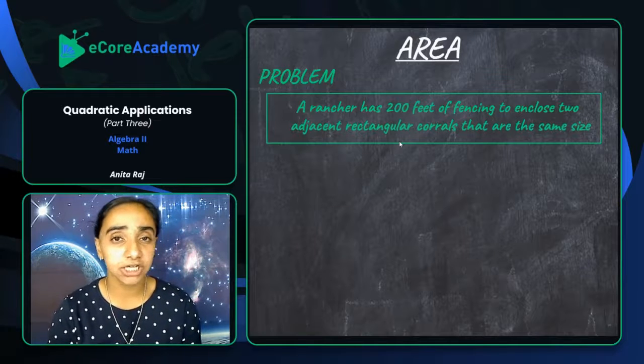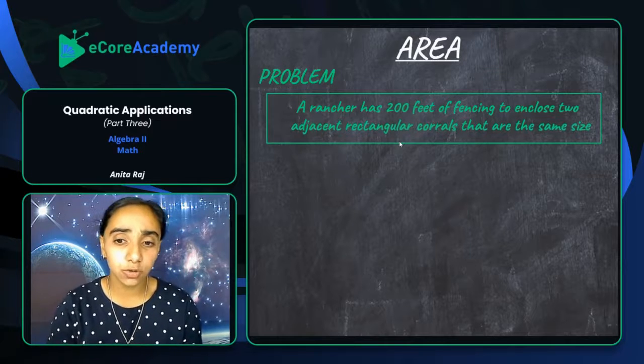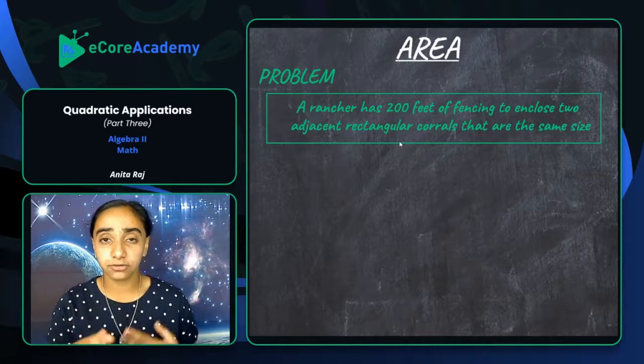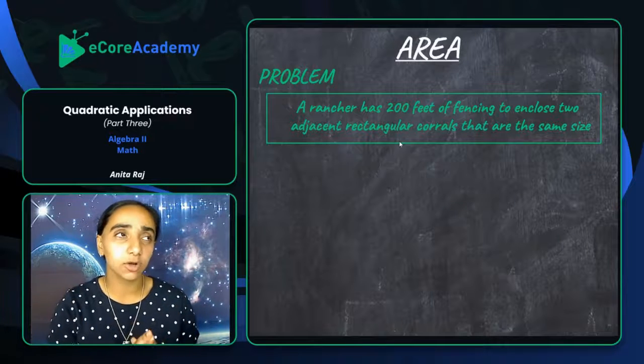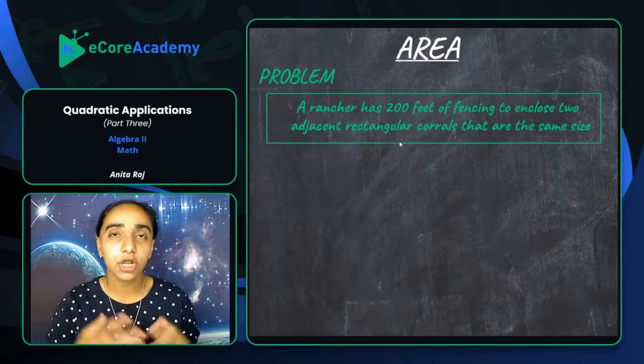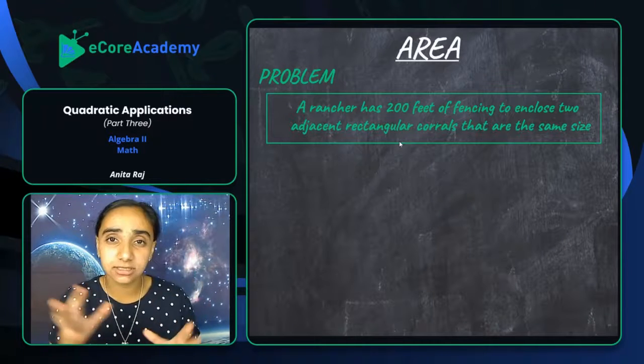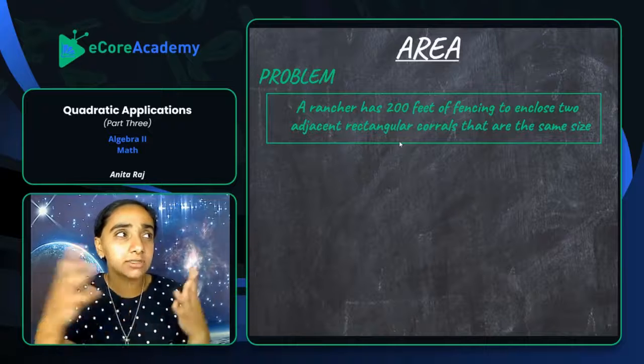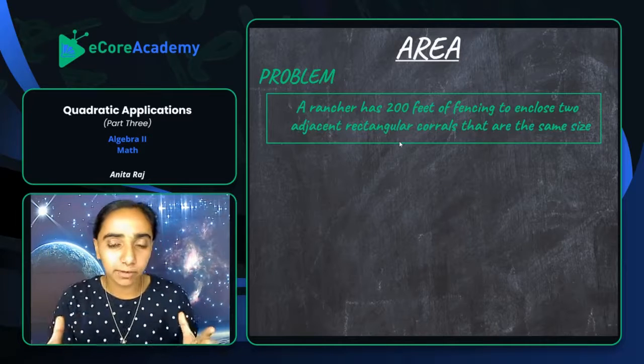And he or she needs to enclose 2 adjacent rectangular corrals. So corrals are like pens. If you think about livestock like cows, goats, sheep, horses, whatever, we'll keep them in a corral to keep them in one area. So it's not closed like a barn. It's like an open area.